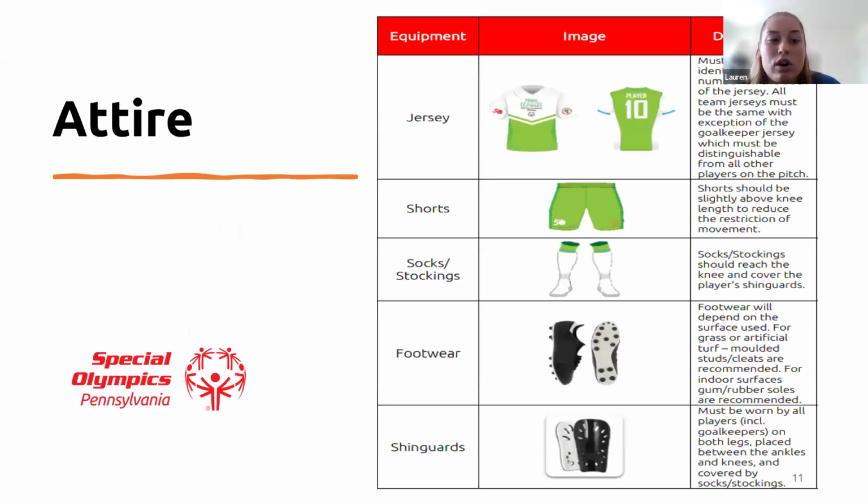And here's just a little overview of the attire for the soccer athletes. As you can see, the jersey, shorts, socks, footwear, and shin guards. This again is on our website, which goes into further detail of logos and names and numbers and where everything should be placed if you have any questions.